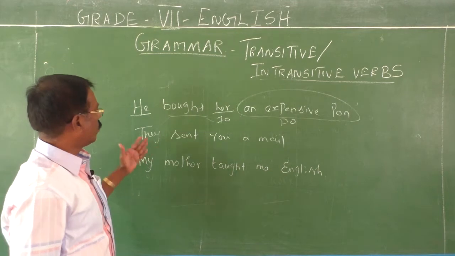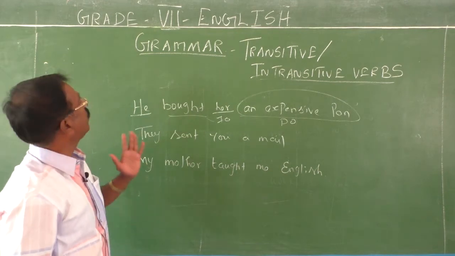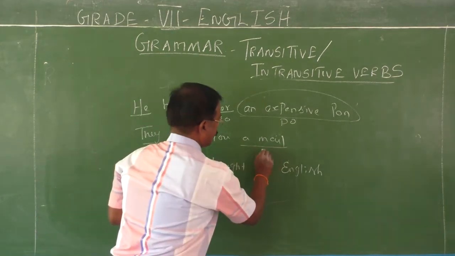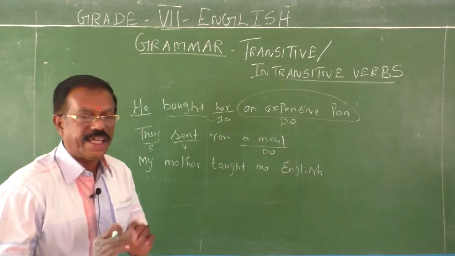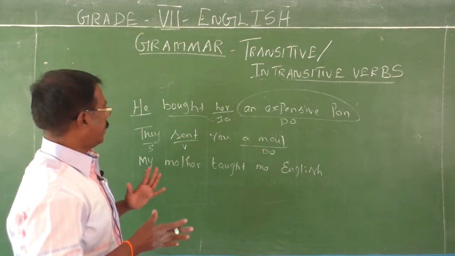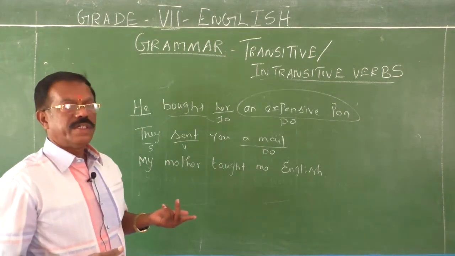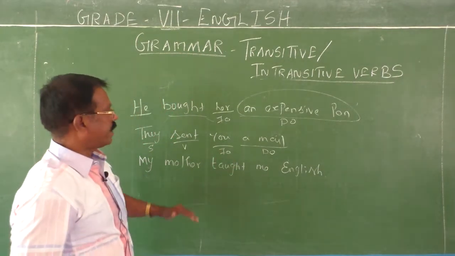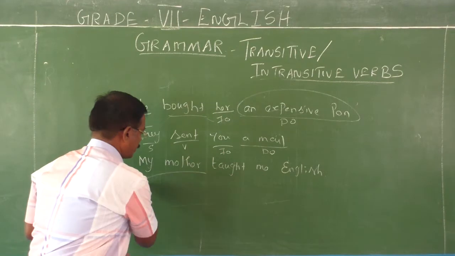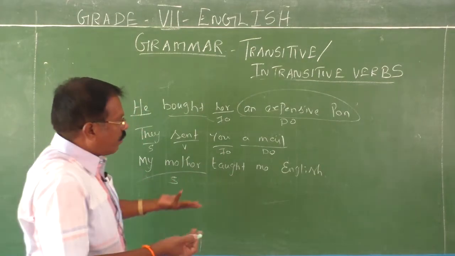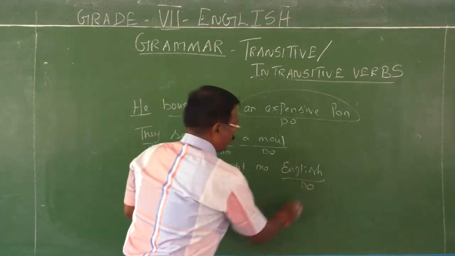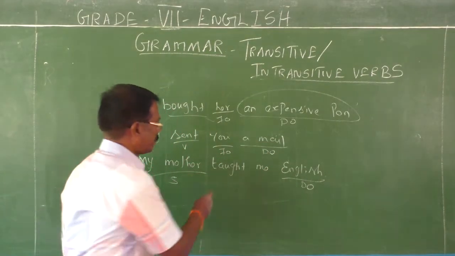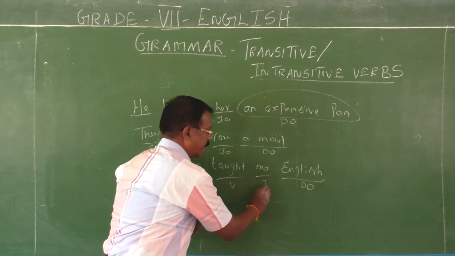Okay, fine. Go through the second sentence. They sent you a mail. They is the subject, sent is the verb, a mail is a direct object. What did they send? Okay. Then for whom did they send the mail? You is an indirect object. My mother taught me English. My mother is a subject. My mother taught what? English, direct object. My mother taught English for whom? Me. Taught is a verb. So me is an indirect object.